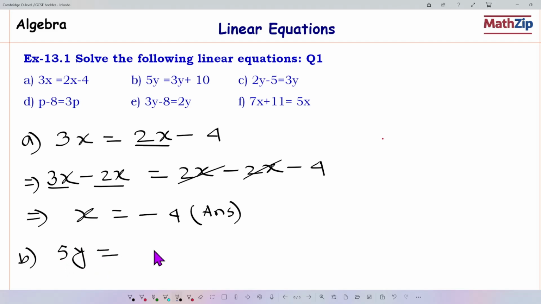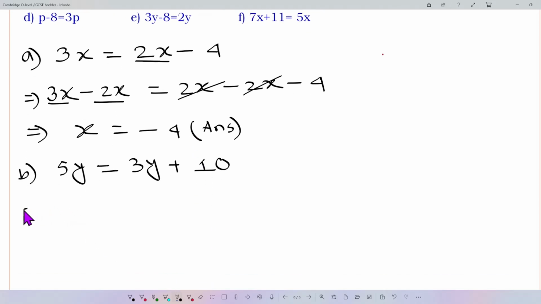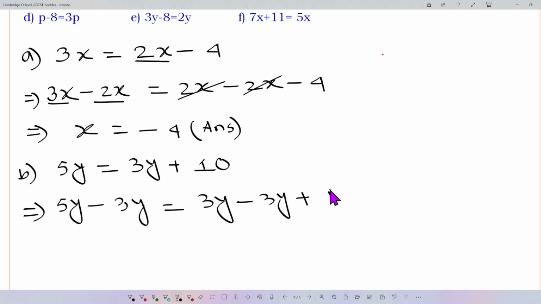Number B. 5y equals 3y plus 10. So first, on both sides we will subtract 3y. So 5y minus 3y equals 3y minus 3y plus 10. So 5y minus 3y will be 2y, and 3y minus 3y cancels out, leaving plus 10.